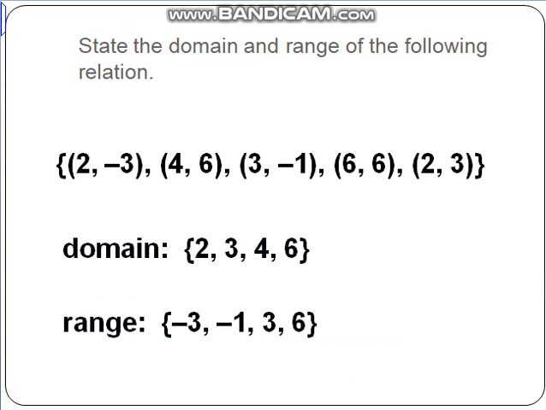State the domain and range of the following relation. We take another example. The set elements are (2, -3), (4, -6), (3, -1), (6, 6) and (2, 3). The domain is 2, 3, 4 and 6, and the range is -3, -1, 3 and 6.